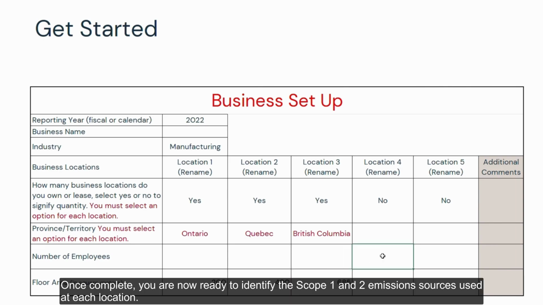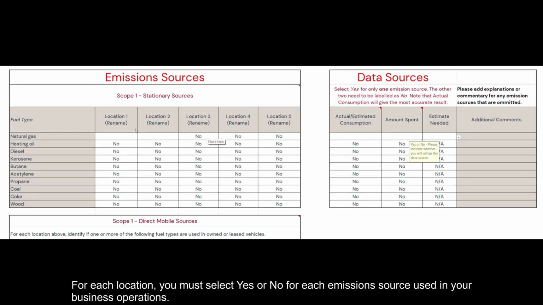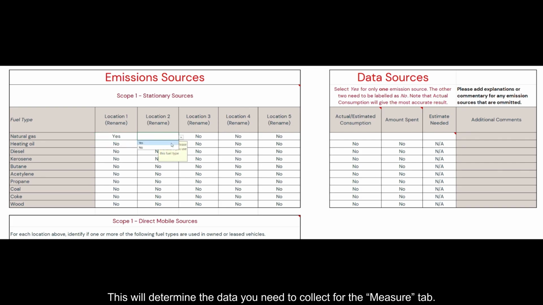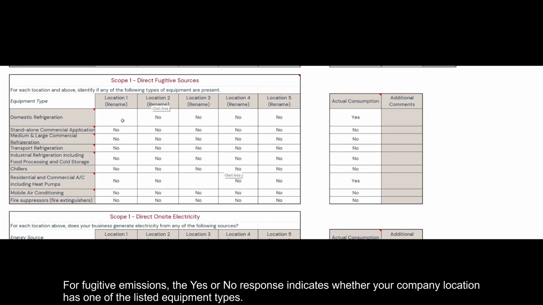Once complete, you are now ready to identify the Scope 1 and 2 emission sources used at each location. For each location, you must select yes or no for each emissions source used in your business operations. This will determine the data you need to collect for the Measure tab. For fugitive emissions, the yes or no response indicates whether your company location has one of the listed equipment types.